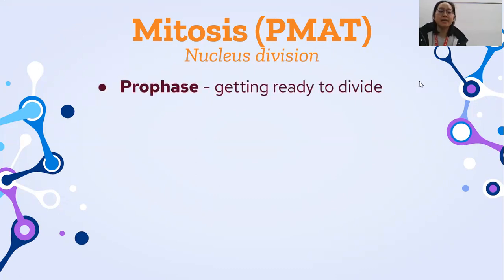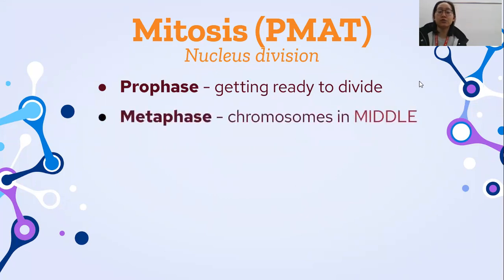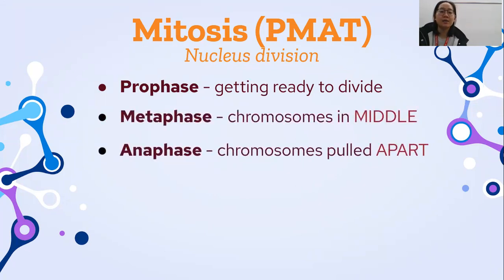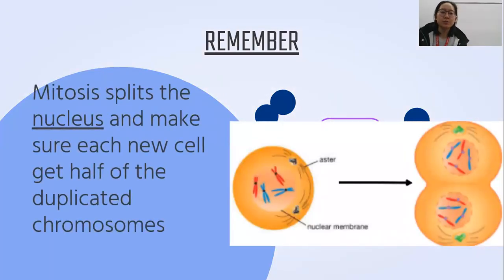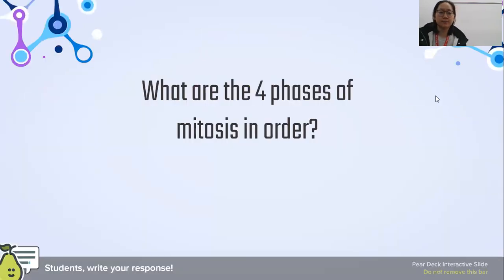Okay. Prophase, again, is getting ready to divide. Metaphase, the chromosomes are lined up in the middle. Anaphase, the chromosomes get pulled apart. And then in telophase, there are 2 nuclei that reform. But this is all still happening inside of one single cell. Okay. Mitosis splits the nucleus so that we can make sure each new cell that's going to be formed will get half of the duplicated chromosomes, aka 1 full set.